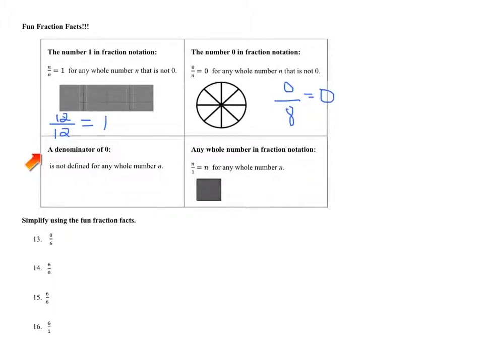Next, the denominator of 0 is not defined for any whole number n. So for example, 3 divided by 0, or 3/0, if you will, is undefined. This does not make any sense. Think about it in terms of what it would mean for division. It would mean that we have 3 objects that we're trying to put into 0 groups. Well, if I have 0 groups, where do I put those objects? They can't just disappear. So that's why we can't divide by 0.